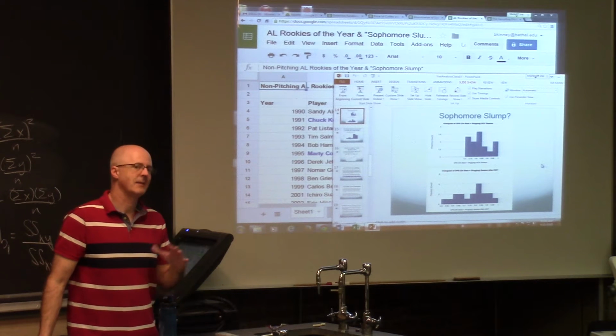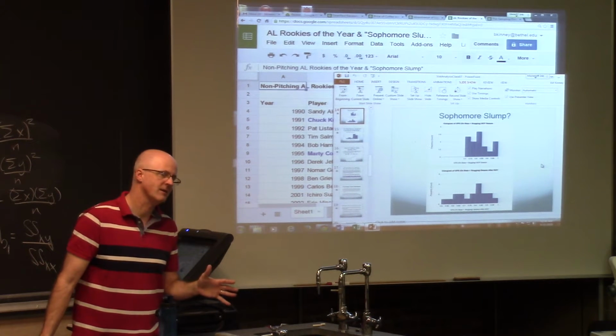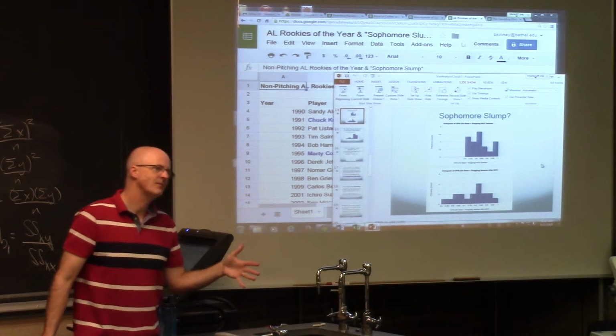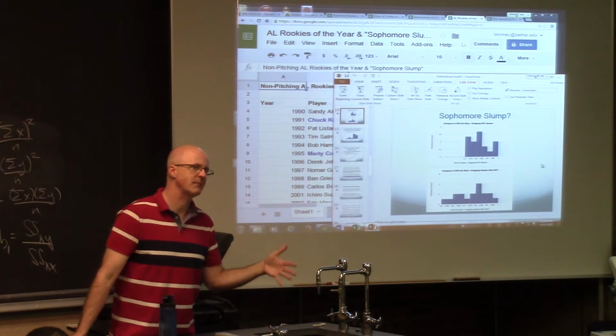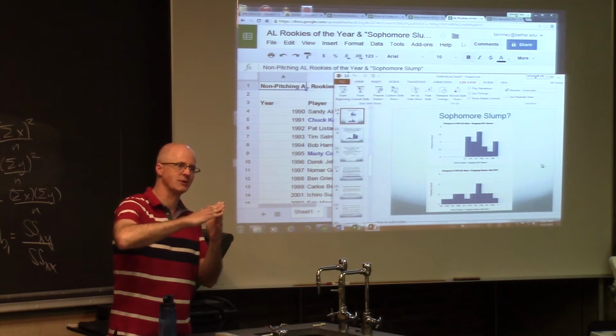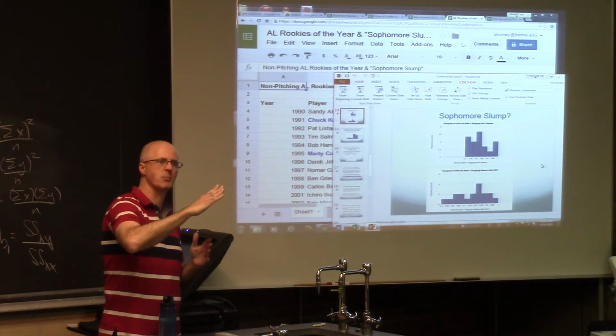Again, the basic reason is when they're a Rookie of the Year, they were both good and lucky, whereas in the next season, they're still good, but they probably weren't as lucky. And it's related to the fact that that regression line is underneath. It's got a smaller slope than the SD line.